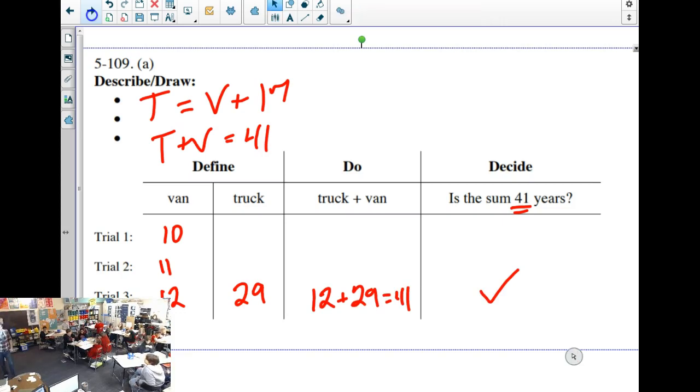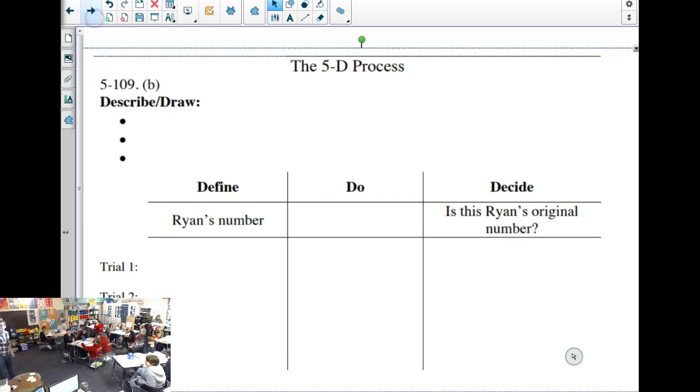Moving on to Ryan's, which, by the way, the last D, declare, is just the answers. So we would say the van is 12, the truck is 29, right? Ryan's situation: Ryan's thinking of a number. When he multiplies this number by 6 and then subtracts 15 from that answer, he ends up with his original number. Interesting.